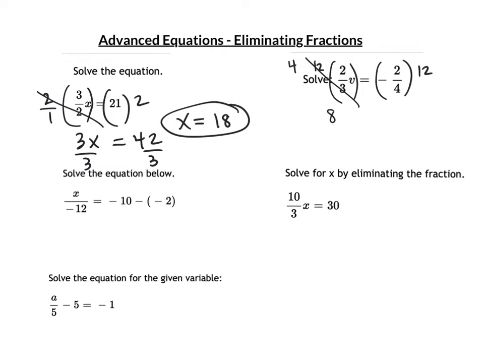V, not W. Here 4 goes into 12 3 times. This is negative 2 times 3, which is negative 6. And I'll divide by 8.